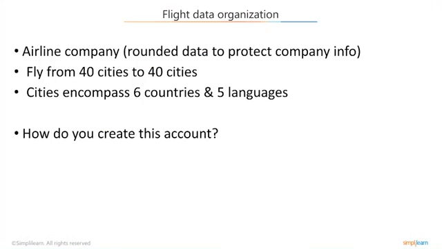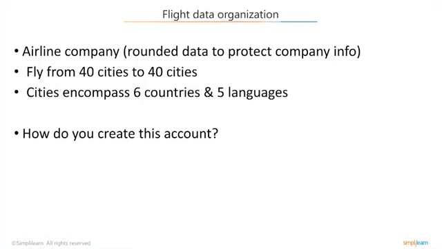So this was an airline company who came to us. This company flies from 40 cities to 40 cities. They're in 6 countries and 5 different languages. So we think 40 cities to 40 cities, then you've got to reverse sell 40, and then you could have ads that say from city name to city name, from airport code to airport code, from city name to airport code, from airport name to city name, and the numbers get pretty significant pretty fast.